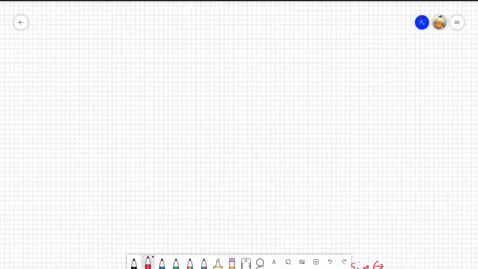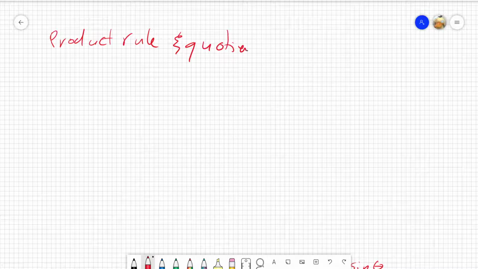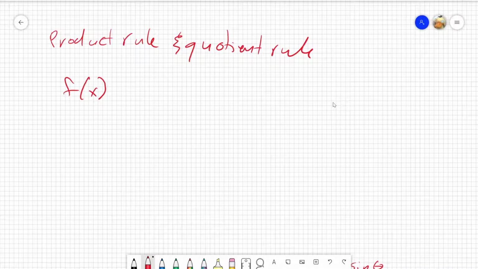All right, so tonight I'm going to talk about the product rule and the quotient rule. So the key idea is, suppose I have a function f of x and I have another function g of x.